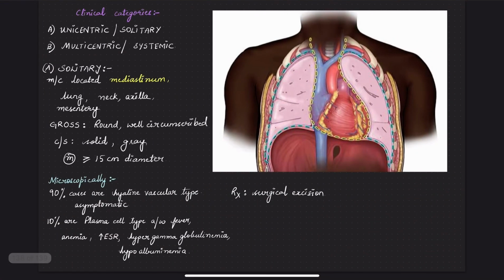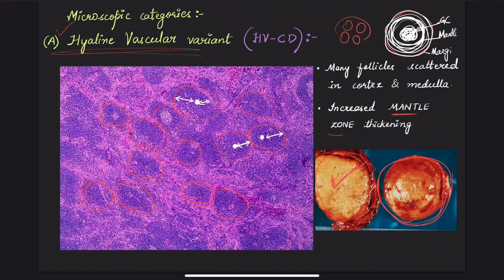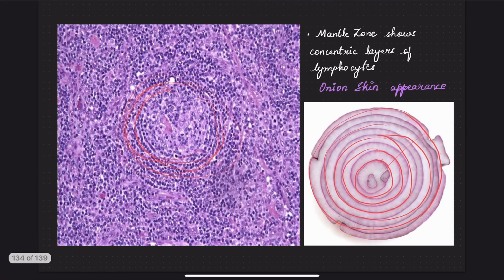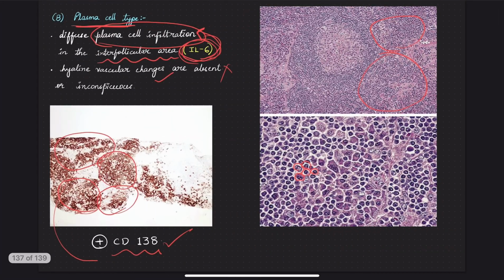And as I have discussed earlier, the hyaline vascular type shows the lollipop follicle, onion skin appearance, and twinning of germinal centers. And in this plasma cell variant, there is dense infiltration of plasma cells because of interleukin 6. These are the two categories based on the microscopic features, the hyaline vascular and plasma cell. This is the classification based on microscopic features.